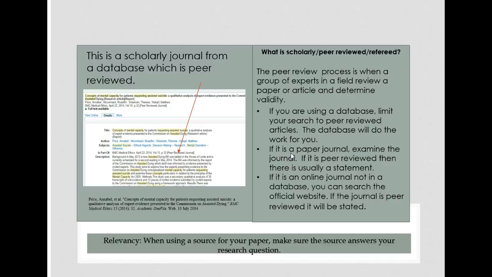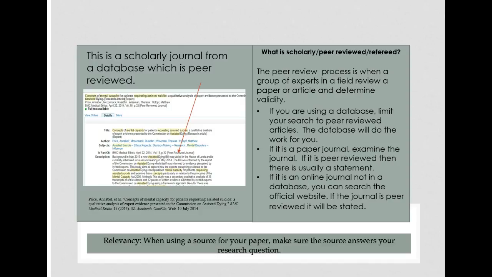What does it mean when somebody says to use a scholarly or peer-reviewed or even refereed journal? The peer review process is when a group of experts in a field review a paper or article and determine the validity. If you're using a database and you limit your search to peer-reviewed articles, the database will do this part of the work for you.